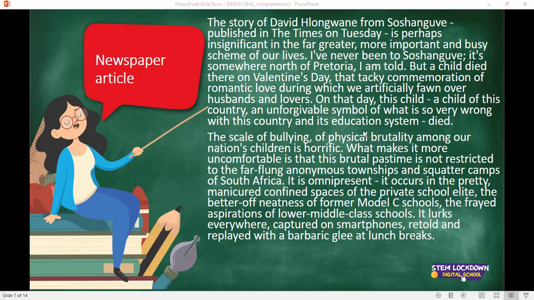What makes it more uncomfortable is that this brutal pastime is not restricted to the far-flung anonymous townships and squatter camps of South Africa. It is omnipresent. It occurs in the pretty, manicured, confined spaces of the private school elite, the better-off neatness of former Model C schools, the frayed aspirations of lower middle-class schools. It lurks everywhere, captured on smartphones, retold and replayed with a barbaric glee at lunch breaks.